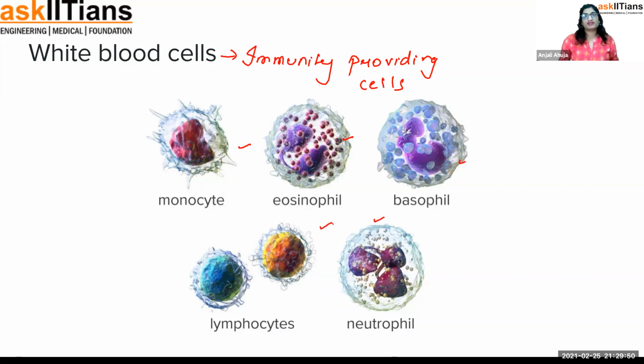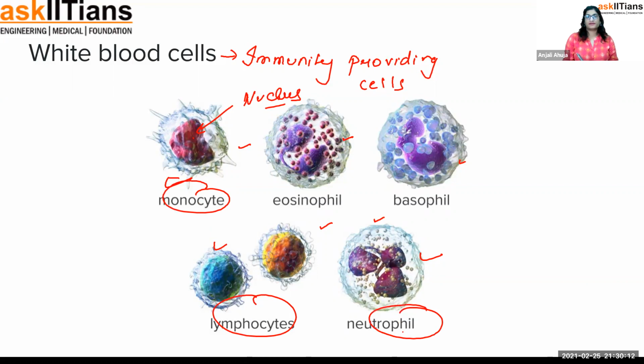How are they different from each other? If you look at the central part, it is known as the nucleus, and the nucleus is different in all of them, and that is how we differentiate them. These are all the types. You know, monocyte and lymphocyte and neutrophil. I repeat myself, monocyte, lymphocyte, and neutrophil.